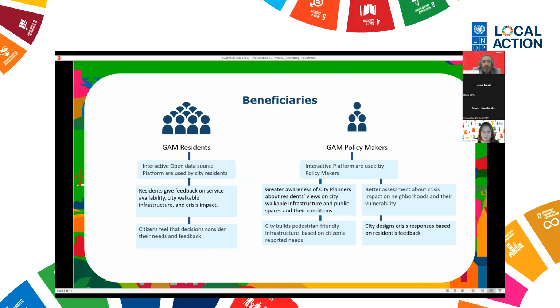Who are the beneficiaries of this platform? We divide them into two sections. The first is the citizens, whom we must hear, to know what they need, where they interact through an open data platform, where residents give us feedback on our projects in the city.